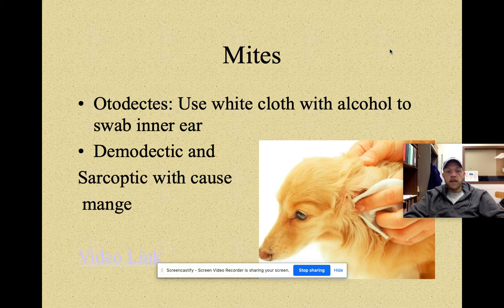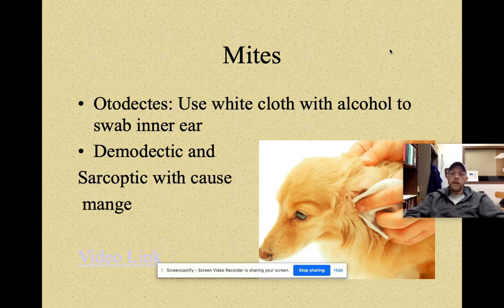Mites, we've got the Otodectes, and this is the most common that we're going to see. When we have a dog or a cat that we think might have a mite issue, they're going to do a lot of scratching at their ear. They're going to shake their head a lot. And that doesn't always mean there's mites, but it's a pretty good indicator.